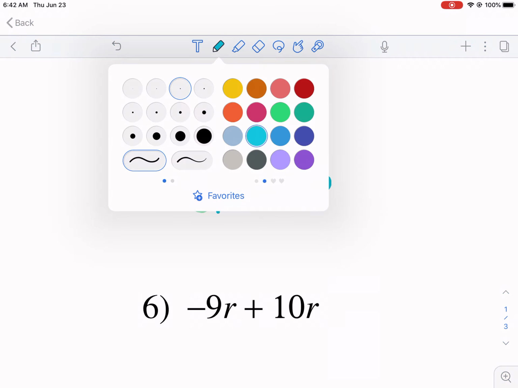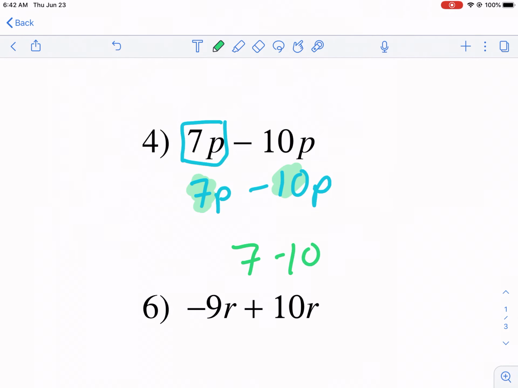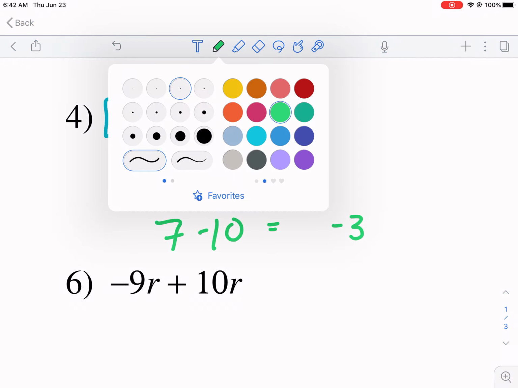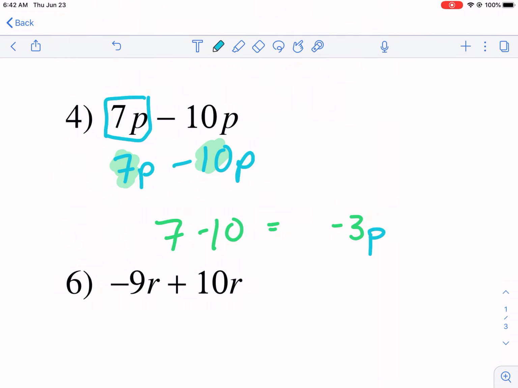So if I have 7 minus 10, and that was by itself, that would give me an answer of negative 3. Okay, the negative number is bigger. We're taking away 10 from 7, so we're going to go into the negatives. And we're going to leave the p on there, okay? Because remember, we know that 7p is the same thing as p added to itself 7 times, and then minus 10p would be p being subtracted 10 times, so our answer is simply negative 3p.